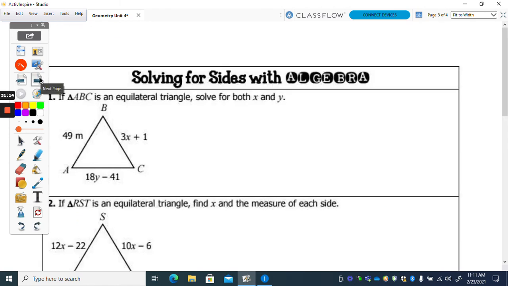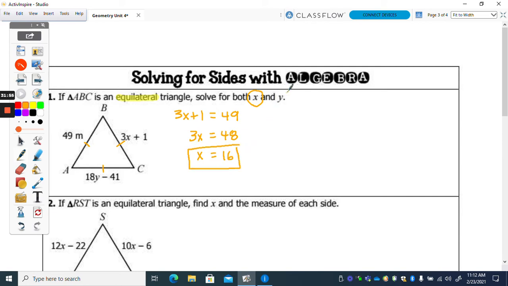Solving for sides with algebra. If triangle ABC is an equilateral triangle, that means that all three sides are equal, or congruent. So we can use any of these sides and set them equal to one another. So I'm going to say that 3x plus 1 is equal to 49, and I'm going to solve for x. This gives me 3x is equal to 48, or x is equal to 16.